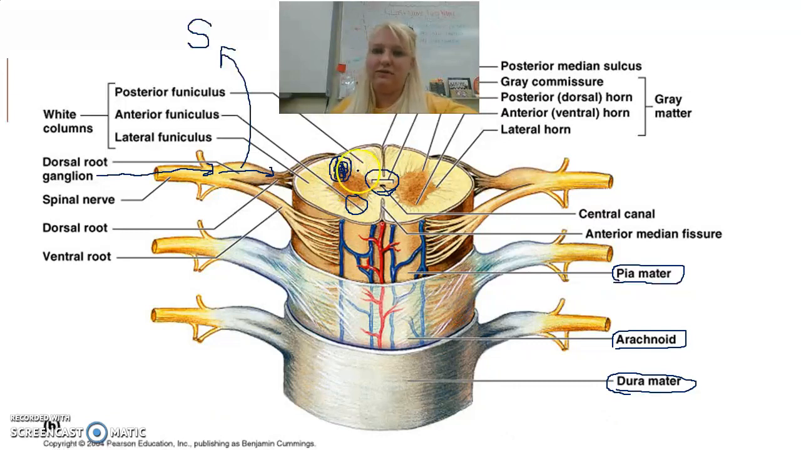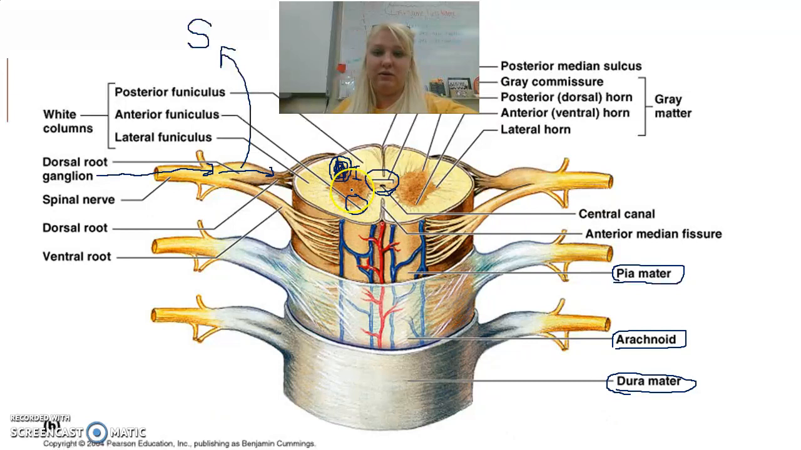So this is where you're going to find your interneurons. Interneurons are going to connect your motor and sensory neurons together. So we just sent this sensory information to this dorsal root in the back here. This interneuron is going to say, oh my gosh, we need to let go of this. This is hot, or we need to step off of this Lego.